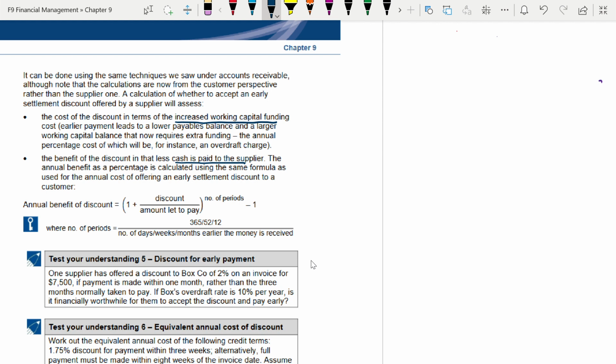The formula is (1 plus discount divided by amount due to pay) to the power of the number of periods, minus 1. Where the number of periods could be yearly, weekly, monthly, number of days, same rule as we have done, the number of days, weeks or months to be received.